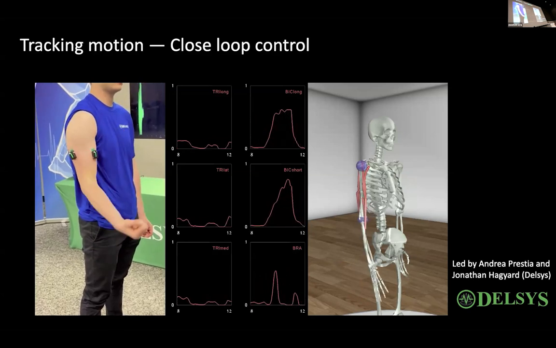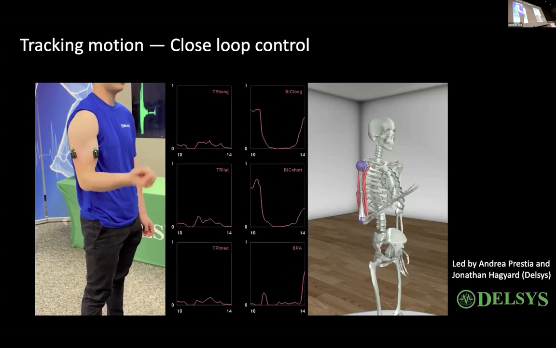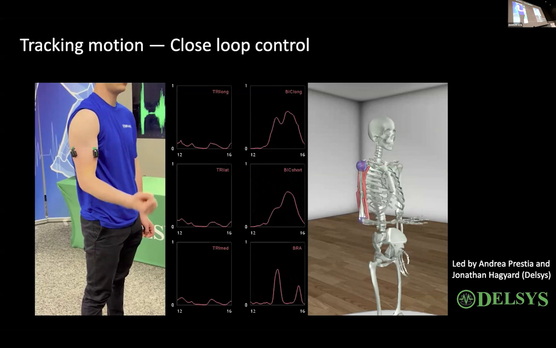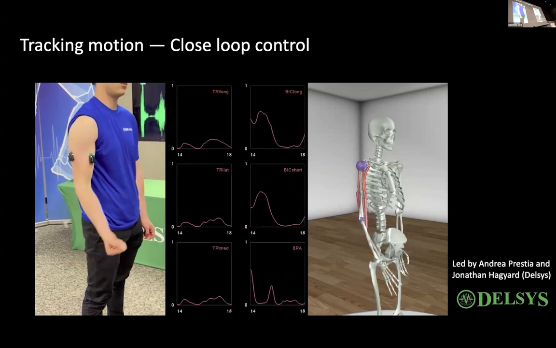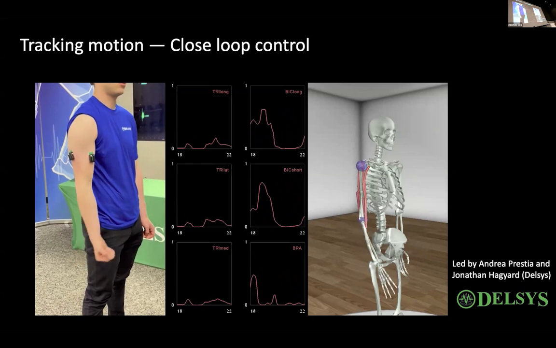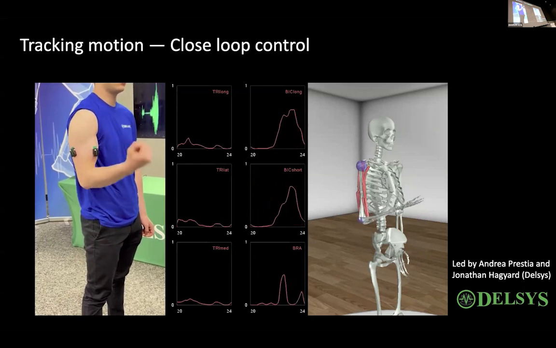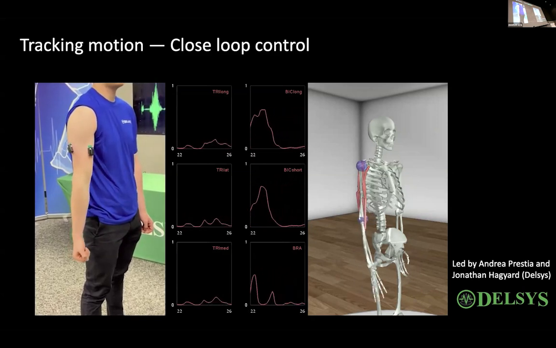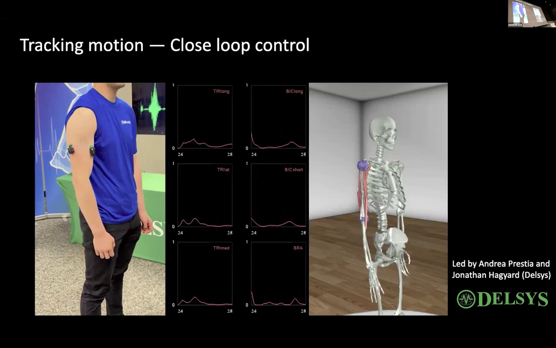In this case, muscle activation recorded through these electrodes was fed directly into the MyoSuite model in order to flex the elbow. You can see on the left, the subject wearing the electrodes, on the right, the simulation of the elbow flexion, and in the center, the muscle activations that are recovered through this modeling. Again, this is thanks to Andrea Prestia and Jonathan Hagyard at Delsys.